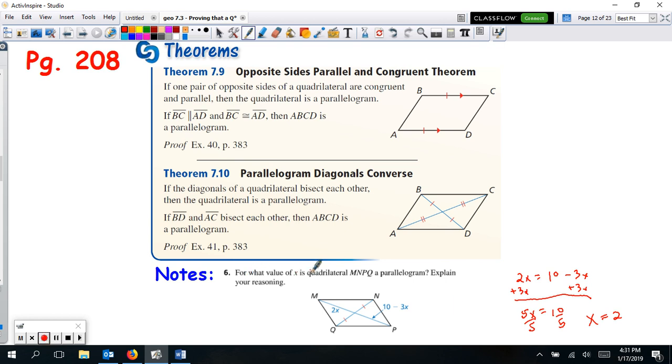So for what value of x is the quadrilateral a parallelogram? It would be 2, because that means these two would be exactly the same number, which would complete that one right here, the parallelogram's diagonals converse.